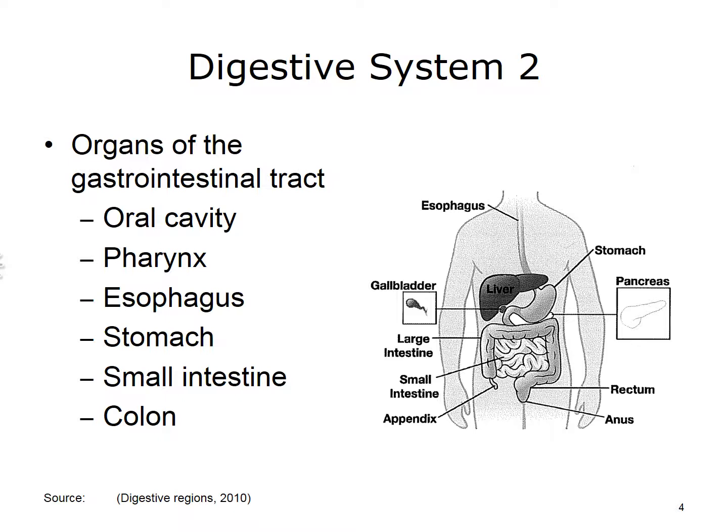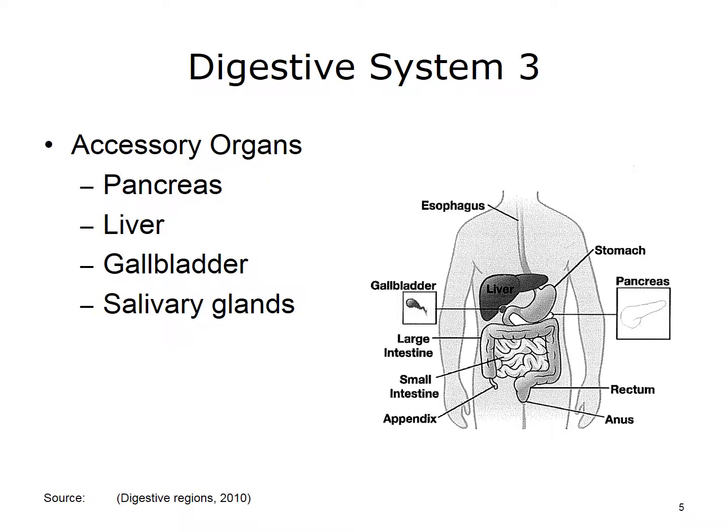The primary organs include the oral cavity, the pharynx, the esophagus, the stomach, the small intestine, and the colon. The digestive system also includes a variety of accessory organs, which include the pancreas, the liver, the gallbladder, and the salivary glands. These accessory organs contribute to the process of digesting food.